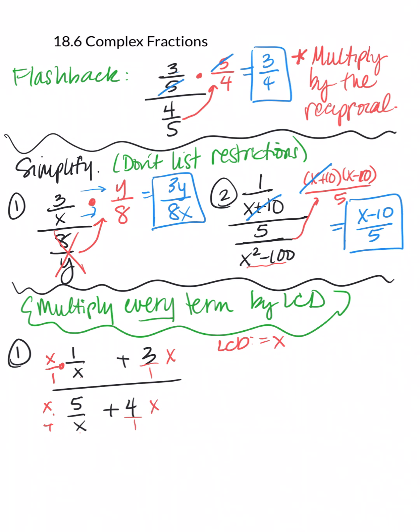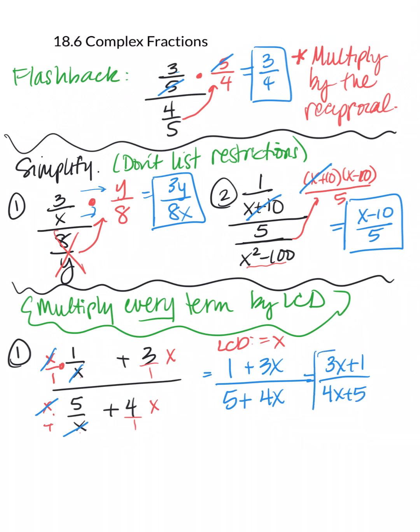Now let's look at what happens. The whole goal is to get rid of some of these fractions. So x divided by x cancels out, and I'm left with a 1 plus, over here, it's 3x. On the bottom, those x's will cancel, and I have 5 plus 4x. Now we want to put these in exponent order. That's still the rule of thumb, so we just flip things around a little bit. So it's 3x plus 1 over 4x plus 5. There's one question for you. Let's try another one.